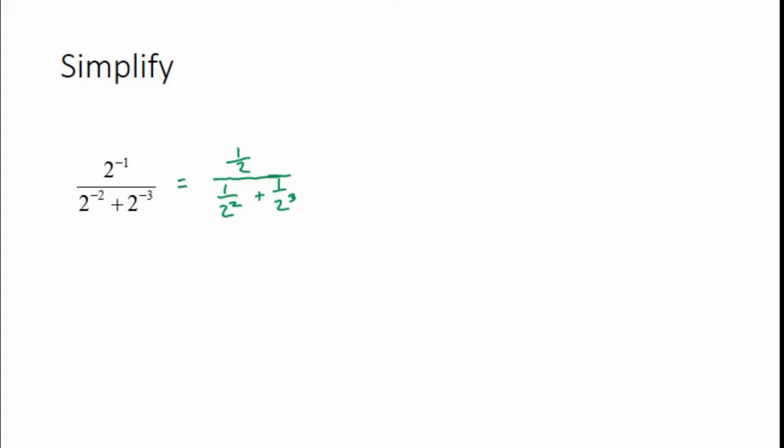So how do I get rid of these fractions? I could multiply by the largest denominator, which is 2 to the third. So I'm going to multiply this fraction by 2 to the third over 2 to the third and see what happens. So in the numerator, it would end up being 2 to the third over 2. In the denominator, remember we're multiplying this 2 to the third times the entire denominator. So it would end up being 2 to the third over 2 squared plus 2 to the third over 2 to the third.